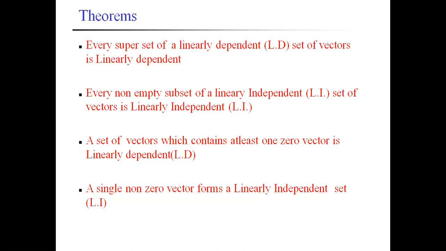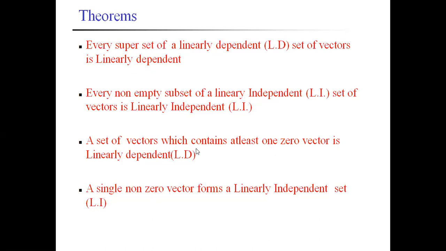Therefore, for any subset, that means we can take up to k, u1, u2, uk, all the constants c1, c2, and so on, ck are also 0. That's why every non-empty subset of a linearly independent set of vectors forms a linearly independent set.